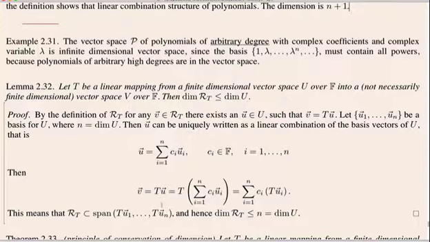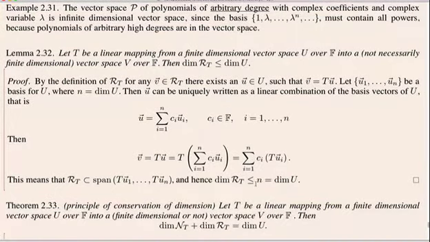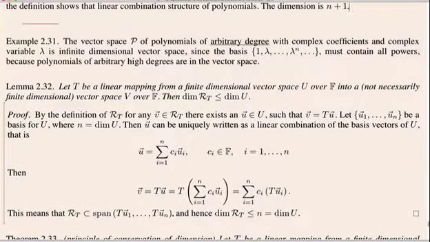We don't say whether this set is linearly independent or not, but definitely the dimension of the range of T cannot be more than n, which is the dimension of U. So this finishes the proof.